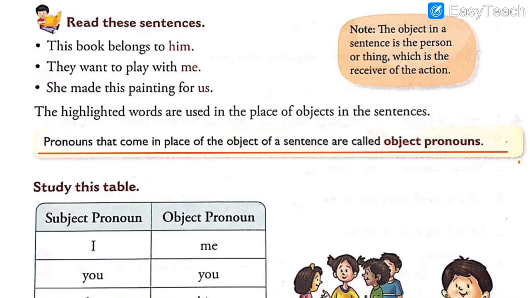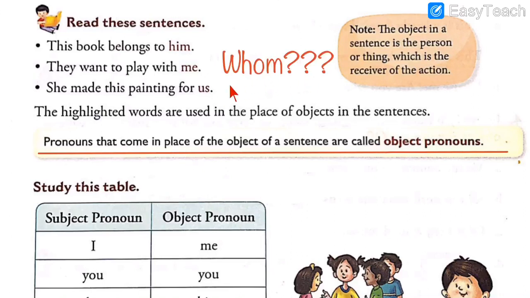Then, they want to play with me. So whom do they want to play with? They want to play with me. She made this painting for us. Whom did she make this painting for? She made this painting for us. So when you ask the question whom, you will get the answer for object pronouns.